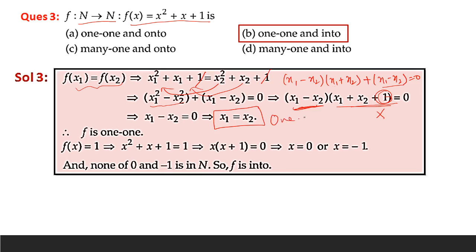It means yes, this function is one-one. Now f(x) equal to 1, because the function is defined from natural numbers to natural numbers, so we have all the natural numbers in our range as well as in our domain. If we say the range value is 1, do we have any pre-image for that number? Let's check. x squared plus x plus 1 should be equal to 1. 1 and 1 cancel. x common, x(x plus 1) is equal to 0. So either x is 0 or x is minus 1. But neither 0 nor minus 1 is in the domain, because the domain is natural numbers. So this function is into.